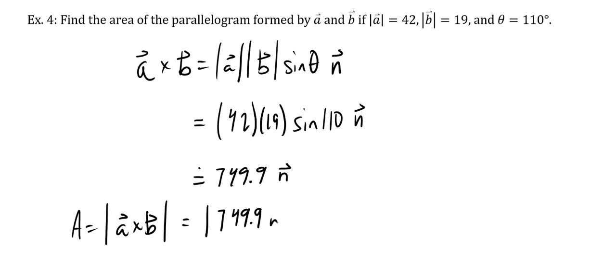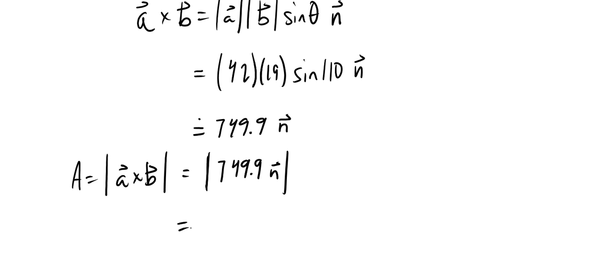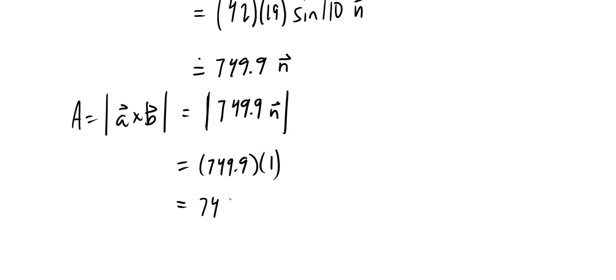Does anybody have anything to say about this? Exactly. We don't want to just ignore the n and drop it. We've got to take this extra step, unfortunately. The magnitude of n is 1. So if you were thinking about a scalar times a vector and you were looking for the magnitude of the vector, you just multiply them, right? So 749.9 units squared, whatever the unit is. Any questions?